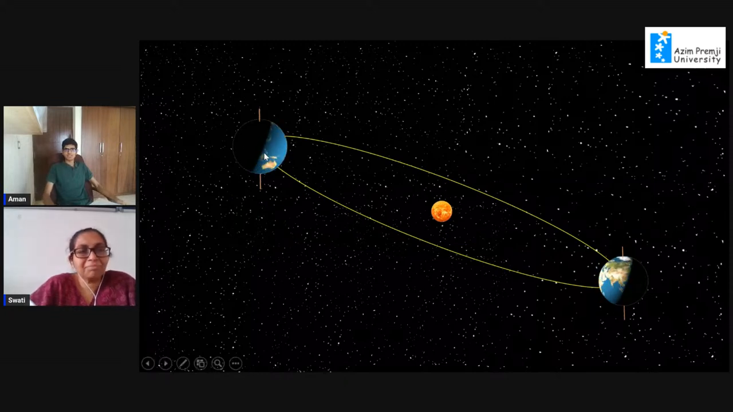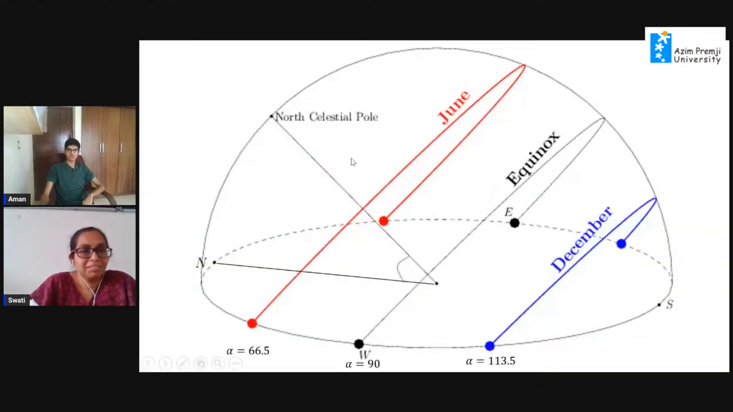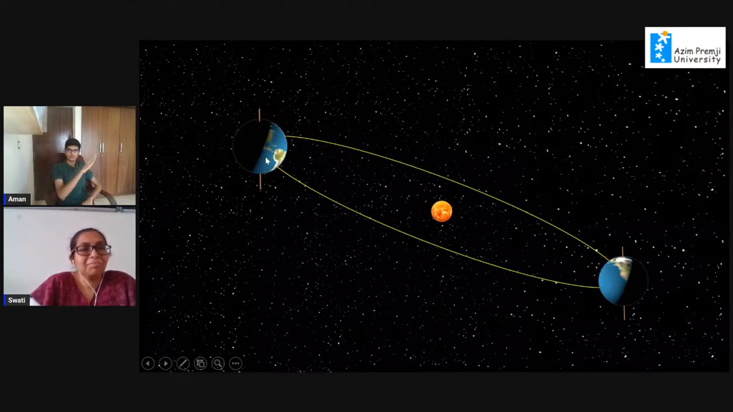You can see that the sun is south of the equatorial plane on December 22nd. And today, the sun is north of the equatorial plane because the equatorial plane is now horizontal. So this tells us that alpha, which is the angle between the north celestial pole and the sun, is 66.5 degrees today. Whereas on December 22nd, the winter solstice, alpha will be 113.5 degrees, which is 180 degrees minus 66.5 degrees. That will be the value of alpha in winter.